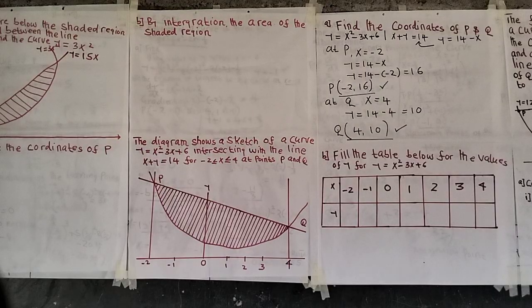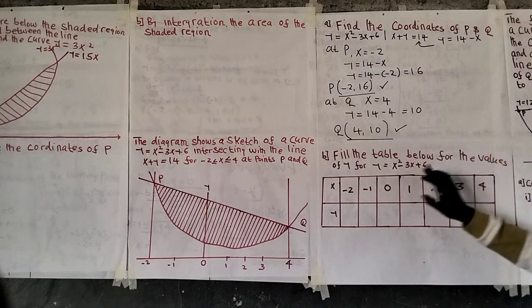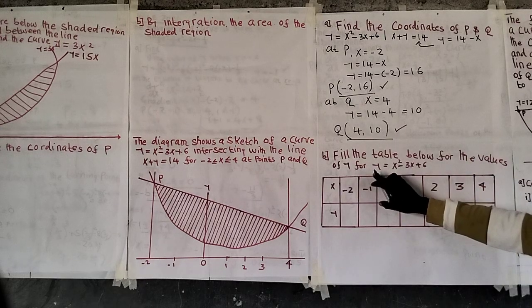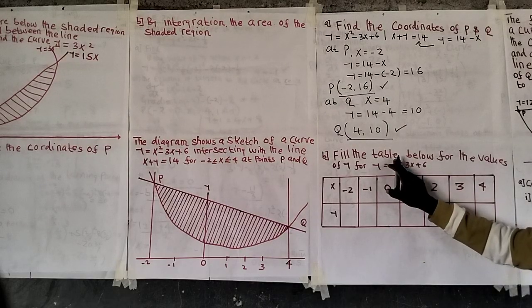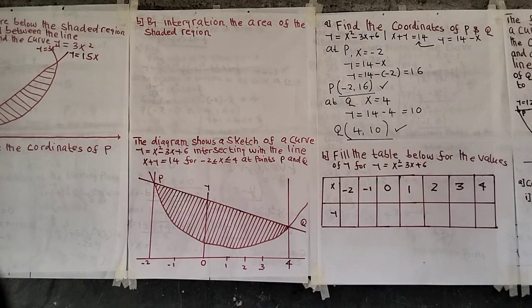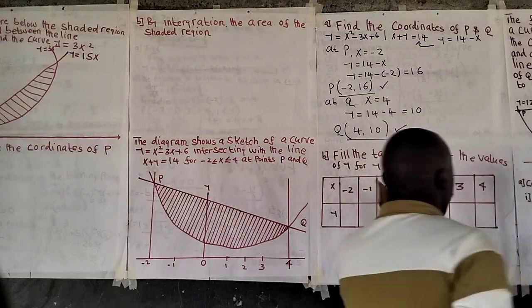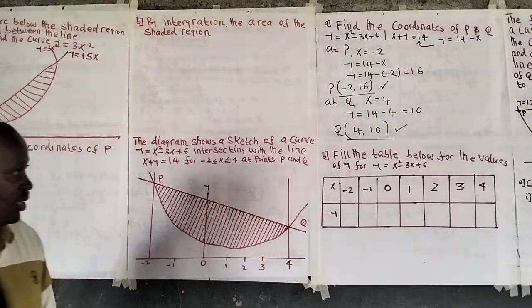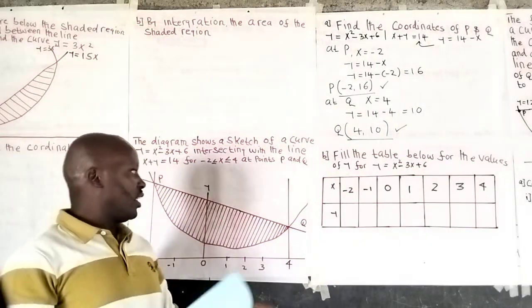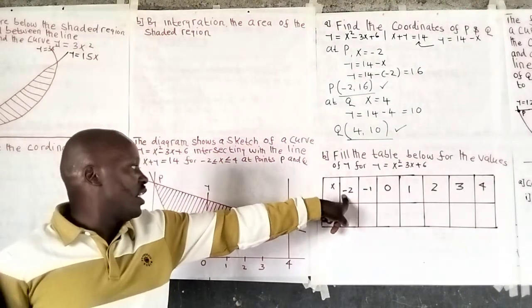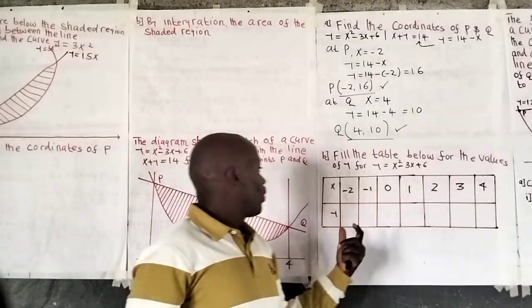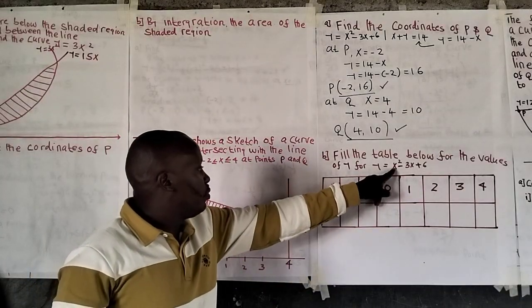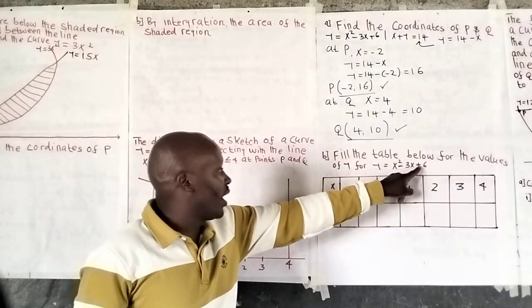Then we are supposed to fill the table below for the values of y, for the equation y equals x squared minus 3x plus 6. This one here is very simple. There is no need for me doing it, because you just go to your calculator. We have been given the values of x here as -2, -1, 0, 1, 2, 3, and 4.